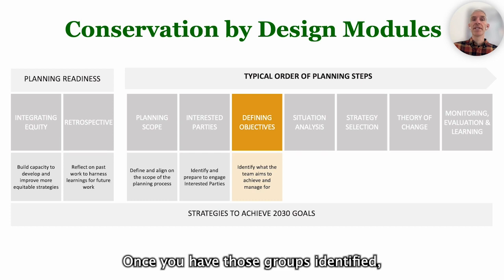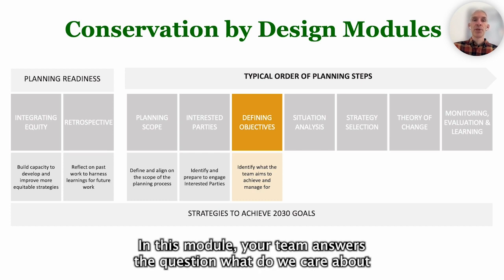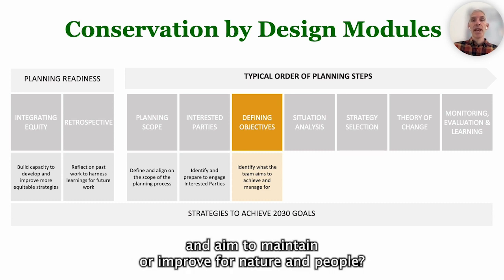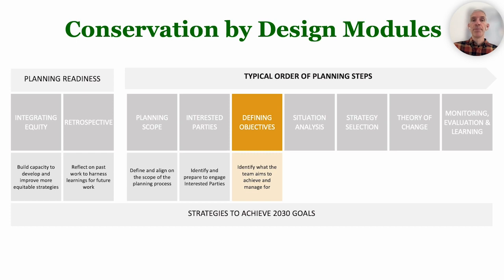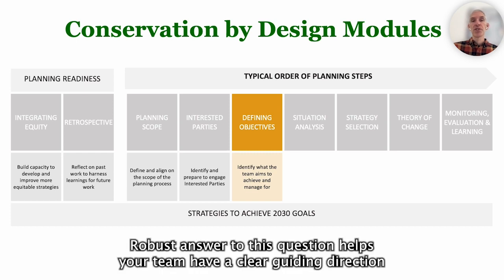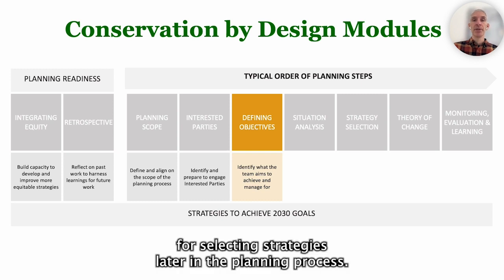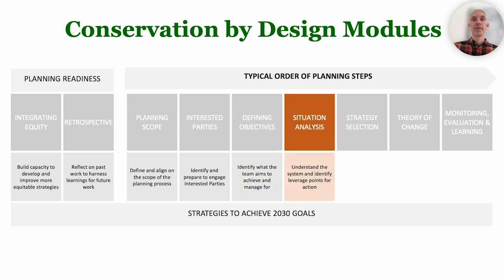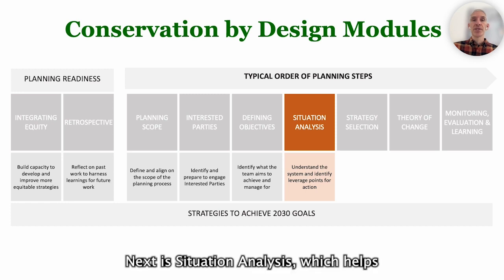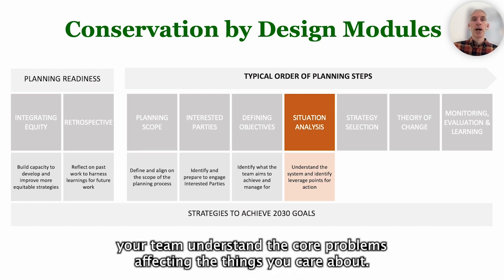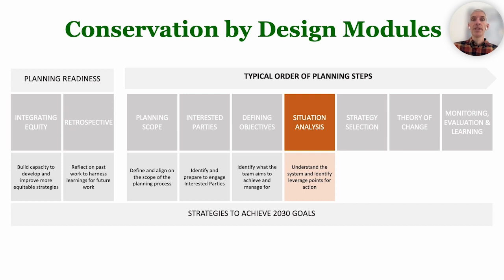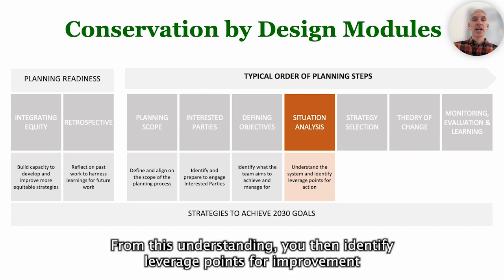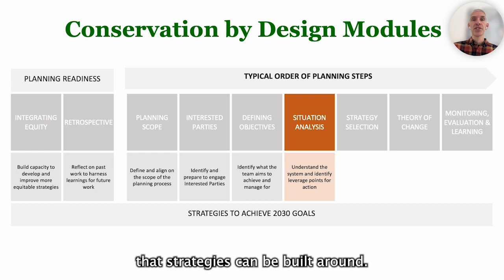Once you have those groups identified, we next think about defining objectives. In this module, your team answers the question, what do we care about, and aim to maintain or improve for nature and people? Robust answer to this question helps your team have a clear guiding direction for selecting strategies later in the planning process. Next is situation analysis, which helps your team understand the core problems affecting the things you care about. From this understanding, you then identify leverage points for improvement that strategies can be built around.